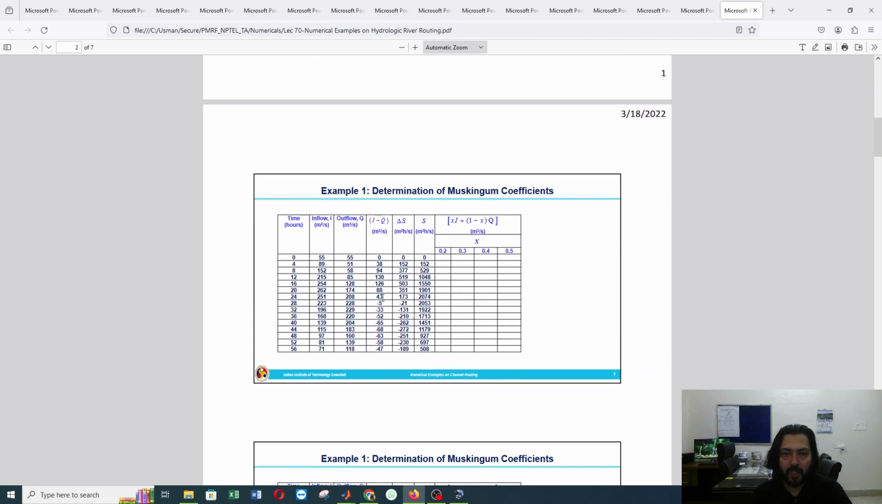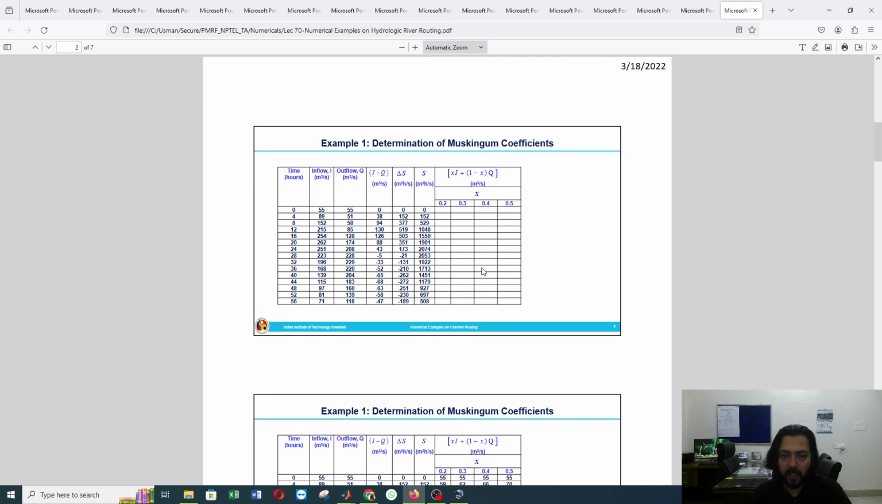So how we are going to start is, firstly we calculate the difference between I and Q. We are going to calculate the value of delta S, right? Then when we know the value of S, we are going to assume the value of X, because we know the value of X lies between 0.1 and 0.5. So here we have taken the X values as 0.2, 0.3, 0.4 and 0.5.